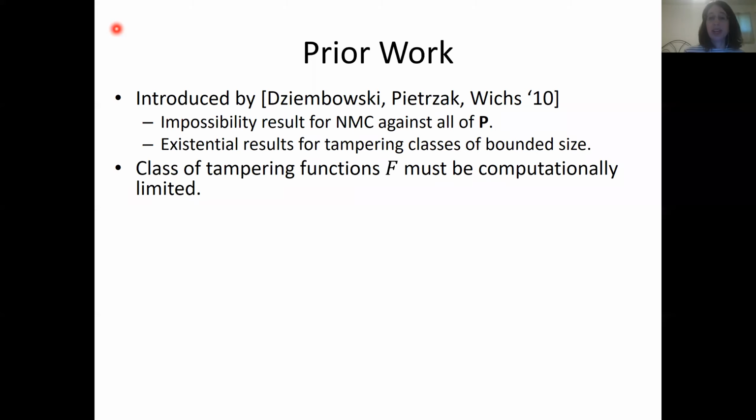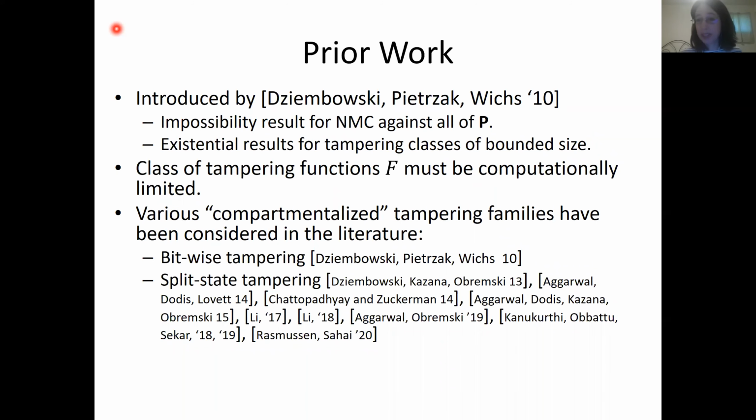So we know that the class of tampering functions F has to be computationally limited in some way. So what are the ways that people have looked at limiting these functions F? There's been a long line of works that looks at compartmentalized tampering families. For example, bitwise tampering. Here the tampering has to occur independently on each bit of the code word.